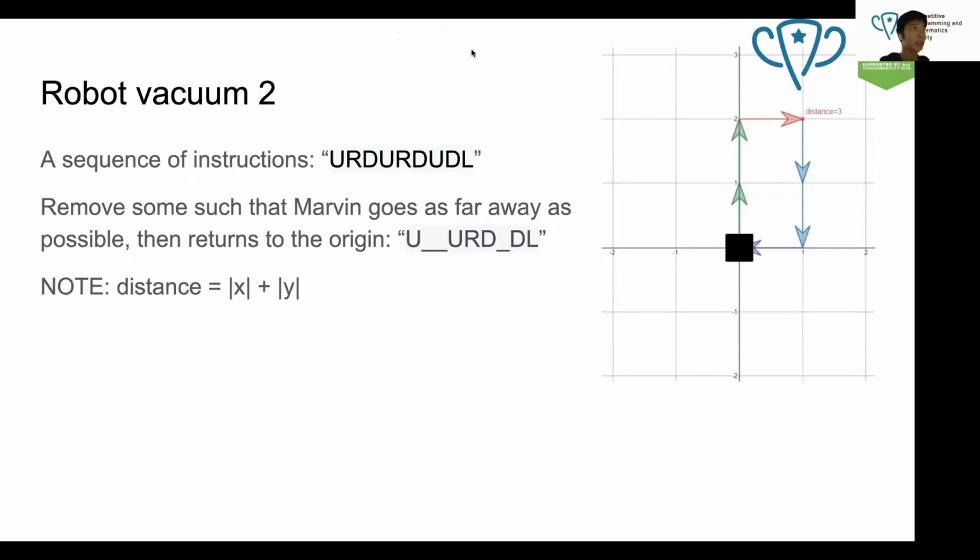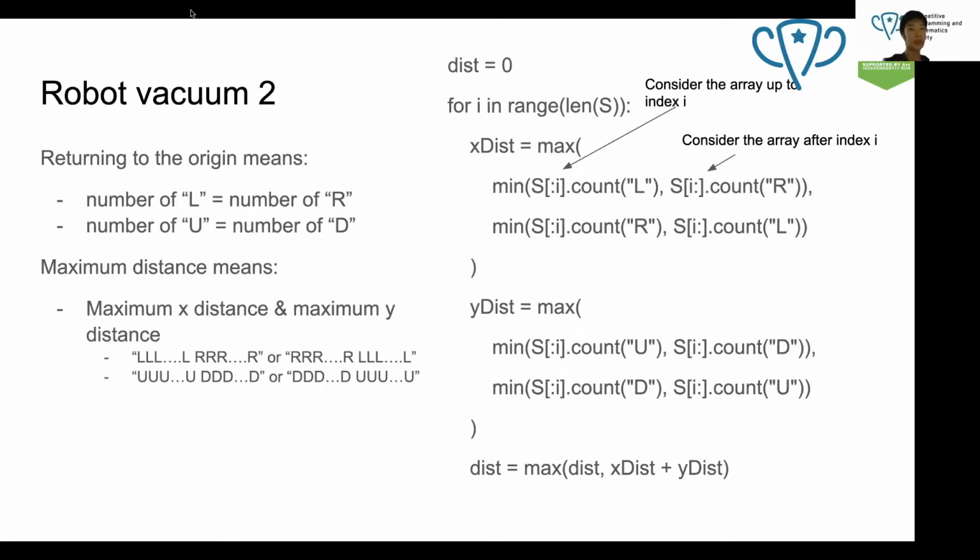Okay, next slide, please. Cool. So our first condition is that we need to return to the origin. This means that if you move left, you have to move right again. And so the number of times you move left is also the number of times you move right. And similarly with up and down. So as long as this condition holds, you know that you're gonna return to the origin.